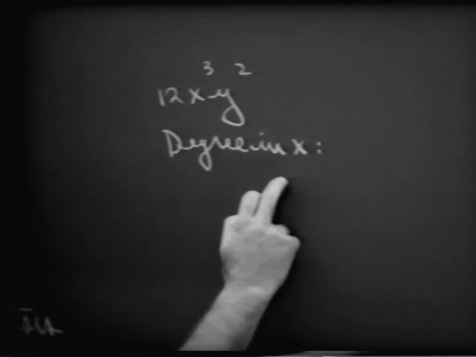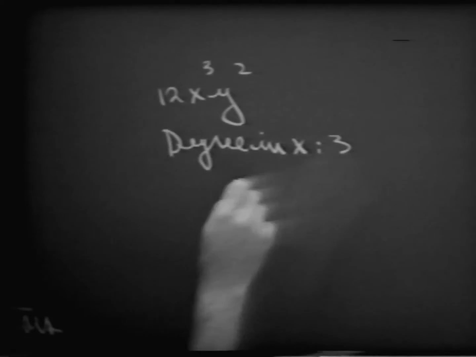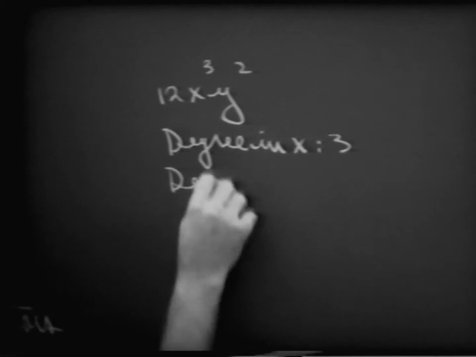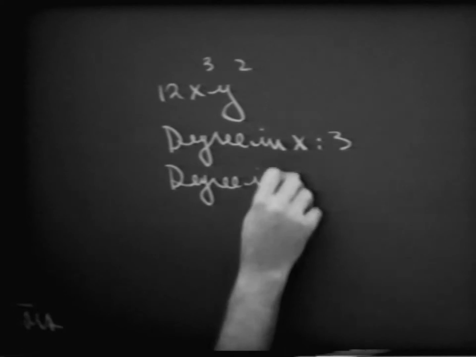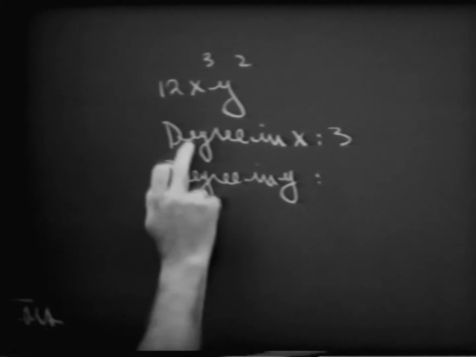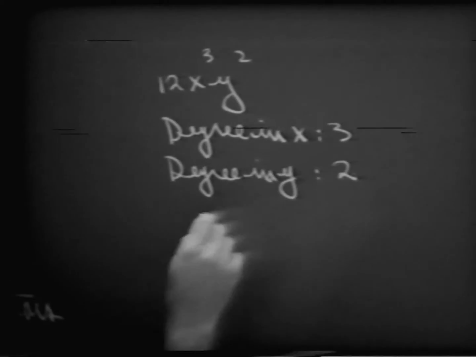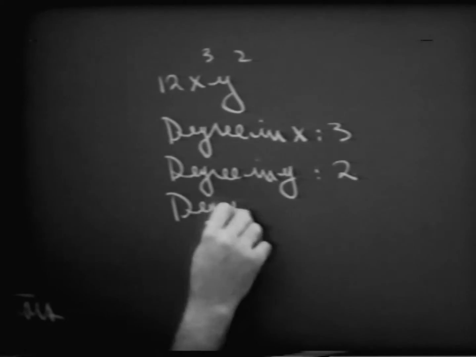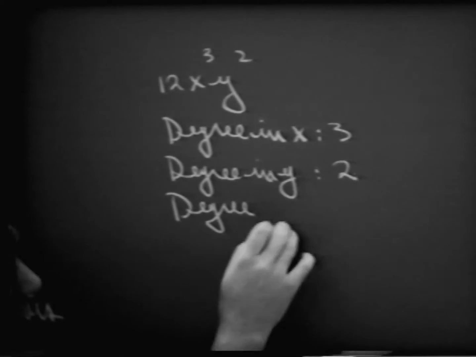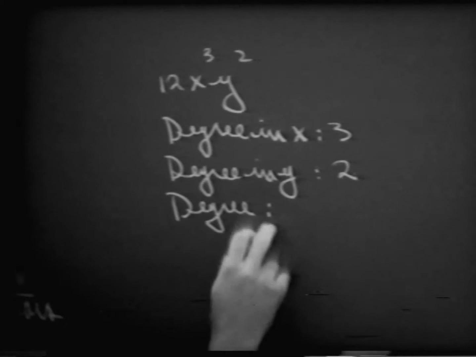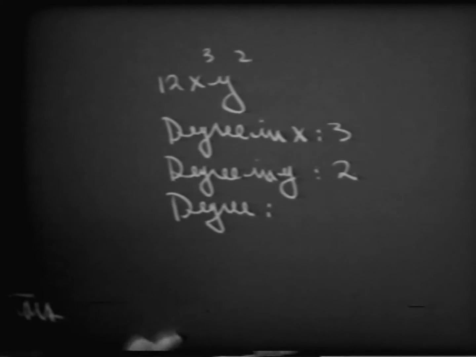So the degree in x is what number? 3. Is 3. And then the degree in y is what number? If we thought of this as the degree of this monomial with respect to y, it's of degree 2. If we then spoke simply of the degree of the monomial, with respect to both x and y, so the degree of the monomial, we define it to be what?